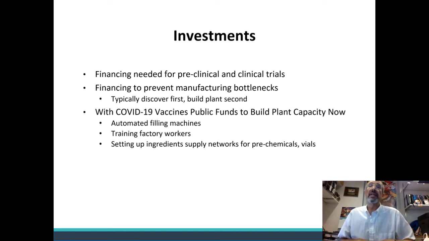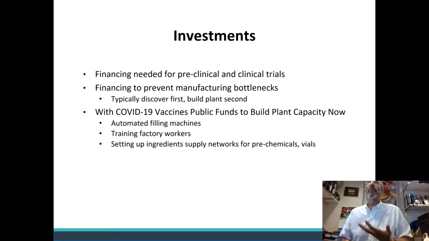With the COVID-19 vaccine, that's not happening. We are building the plant capacity now. We're buying automated filling machines, training factory workers, putting in place the ingredients supply networks of the proto-molecules and the vials and the syringes that are going to be required if these vaccine trials are successful. So that's coming in the supply landscape. And I've only covered just a little bit of it. There are many, many other vaccines that are in production and in clinical trials that I haven't described. And if you want to see more about that, you can click on the hyperlink.